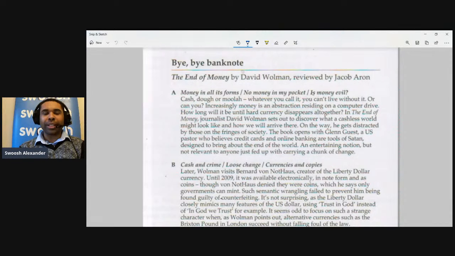Okay, so we can rule out this one. It does come up in the paragraph, but it states straight afterwards it's not relevant to anyone just fed up with carrying a chunk of change. That's not the main focus here. In the topic sentence, it says you can't live without it, but then a very short question, or can you?